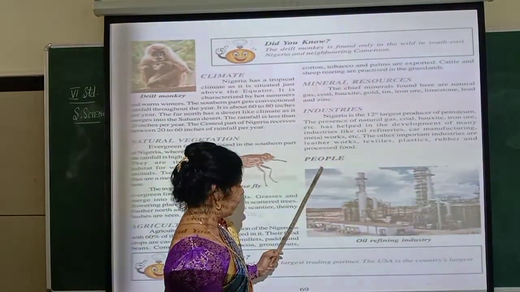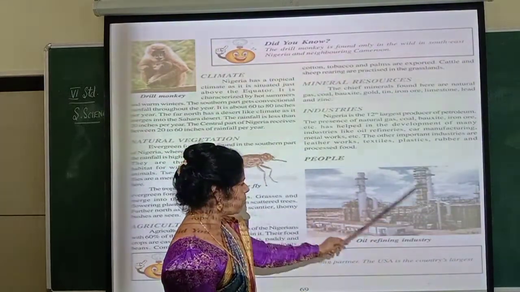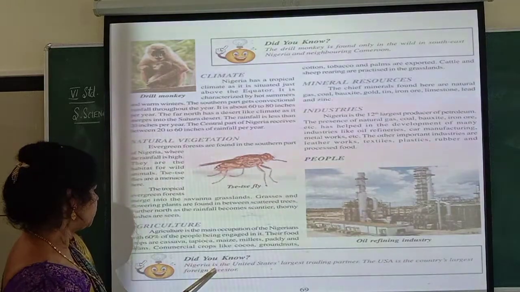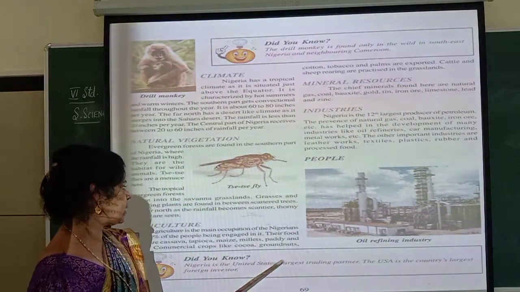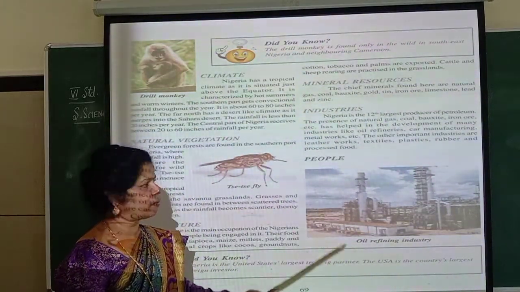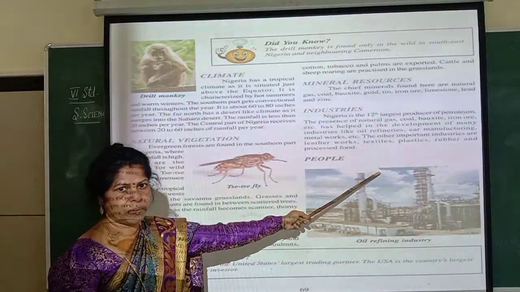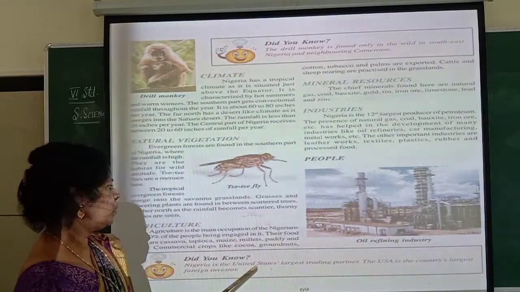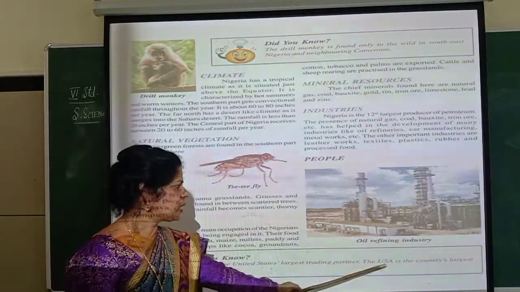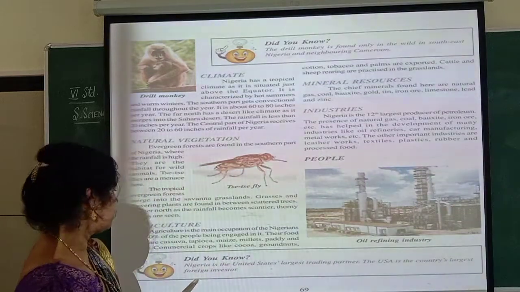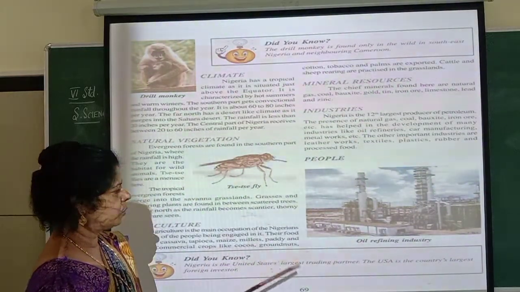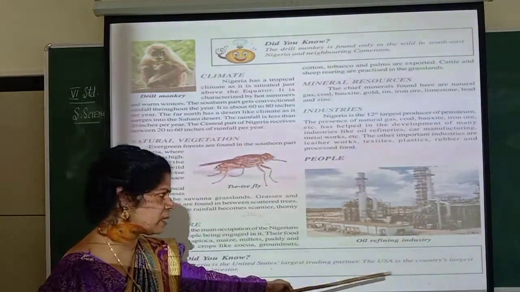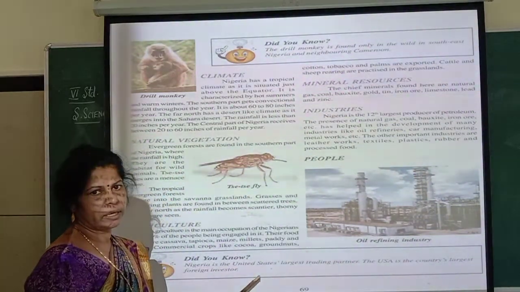Now coming to people, let us see that. This is about the oil refining industry. And here you can see, did you know Nigeria is the United States' largest trading partner? Definitely, why? Because so many industries are there. That is why it is one of the largest trading partners for the USA. So the USA is the country's largest foreign investor. Because they are going to make a partnership with the USA, what happens? The USA is the country's largest foreign investor.